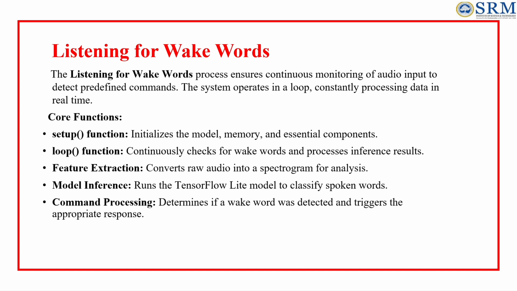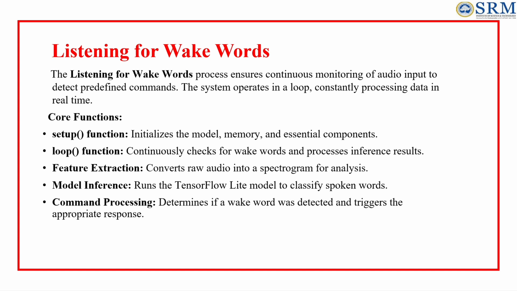Next, the loop function. After setup, the program enters an endless loop. Inside this loop, the system keeps checking the incoming audio stream, running feature extraction, and performing inference. This is what keeps the device always ready to respond. Third, feature extraction. Raw audio by itself is not useful for the model. So the system converts audio into a spectrogram, basically a frequency map of sounds over time. This makes patterns in speech easier for the neural network to recognize.